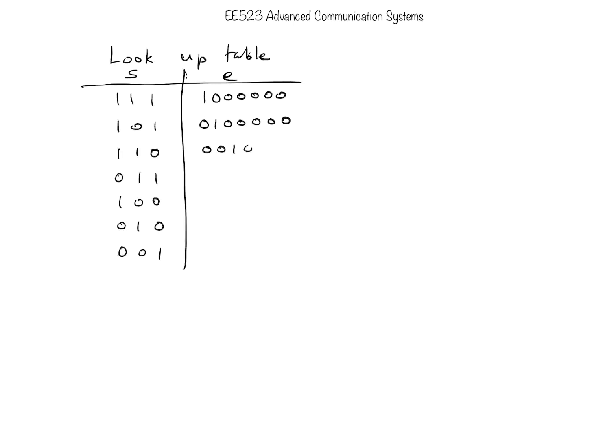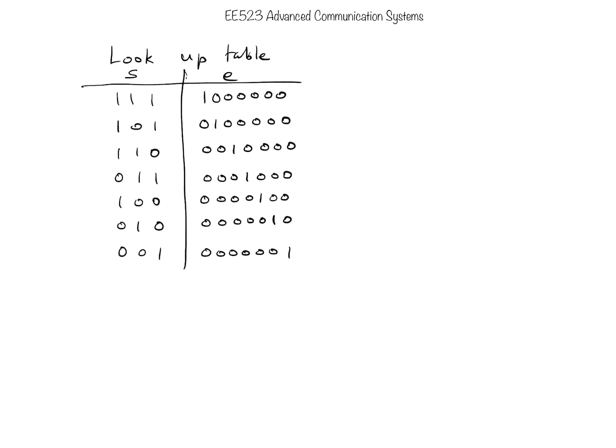0 0 1 0 0 0 0. So the 1 is in the third position here. For this one, the 1 is going to be in the fourth position. For this, it is going to be in the fifth position, and here in the sixth position, and here in the seventh position. So we have these error vectors.